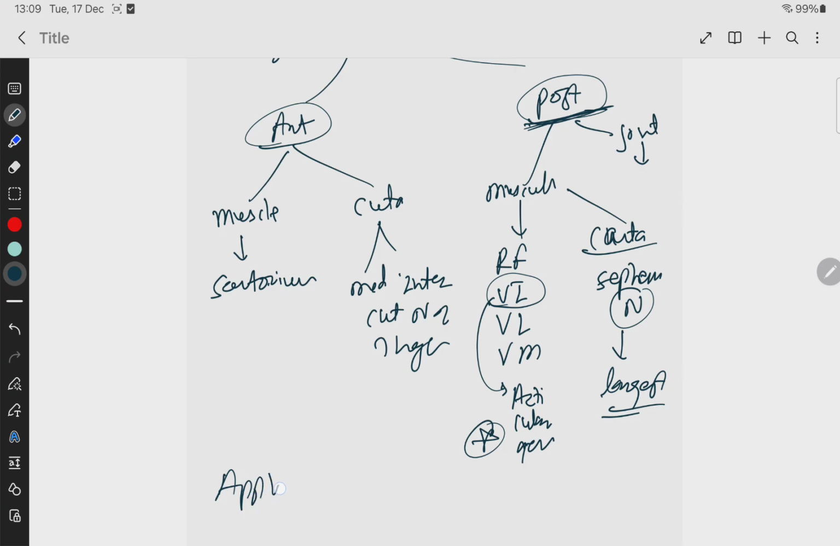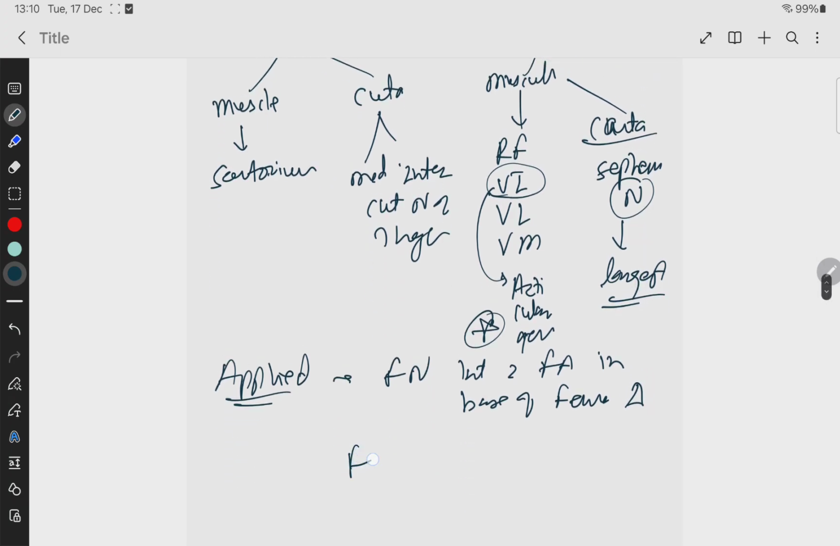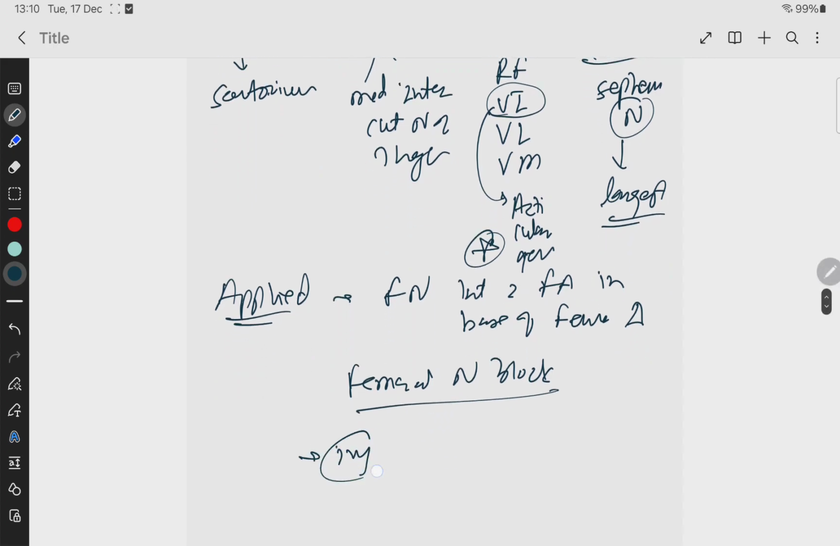And then comes the applied part. Femoral nerve lies lateral to the femoral artery in the base of the femoral triangle. Okay, and here is the site used to give the femoral nerve block. In anesthesia, a femoral nerve block is given to block the sensations of the femoral nerve, and it is given lateral to the palpation of the femoral artery. And the femoral nerve may get injured in trauma or wounds in the groin region. These are the two applied parts of the femoral nerve.